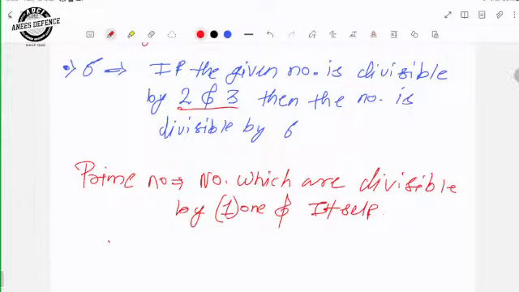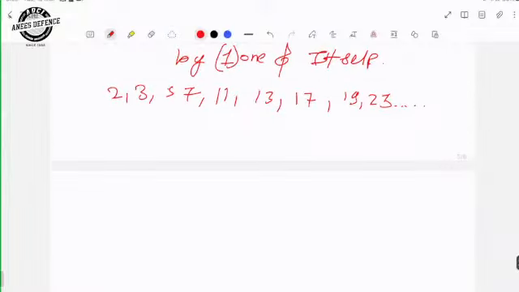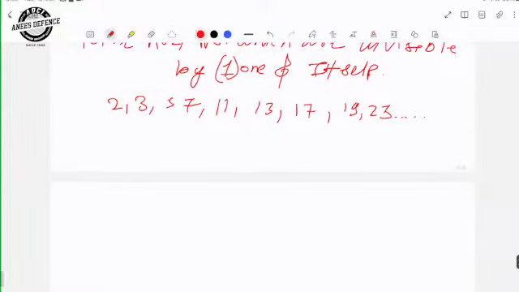Examples are 2, 3, 5, 7, then 11, 13, 17, 19, 23, and so on. Okay, so these are the prime numbers. Coming next to the point, now next it's the divisibility rule for 8.